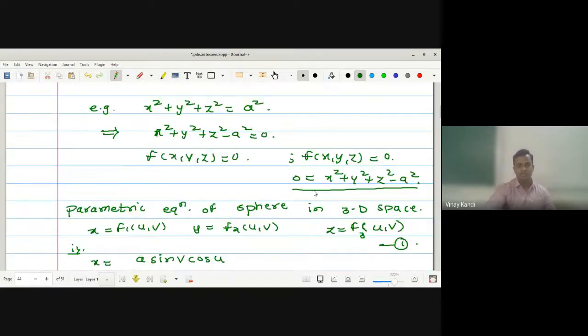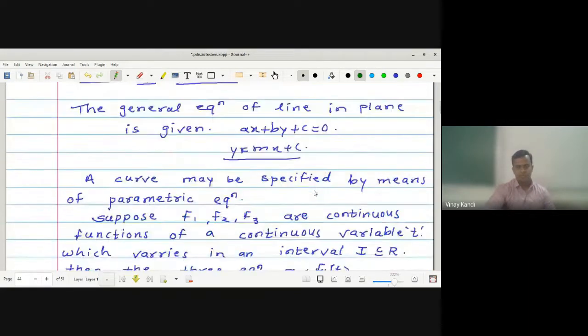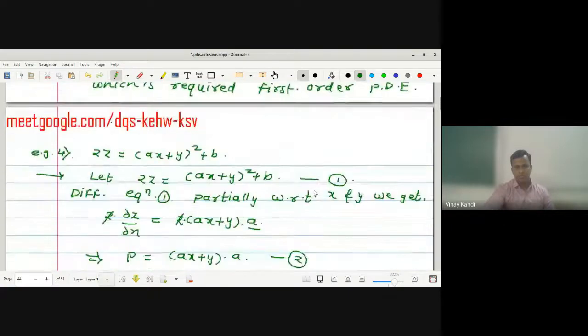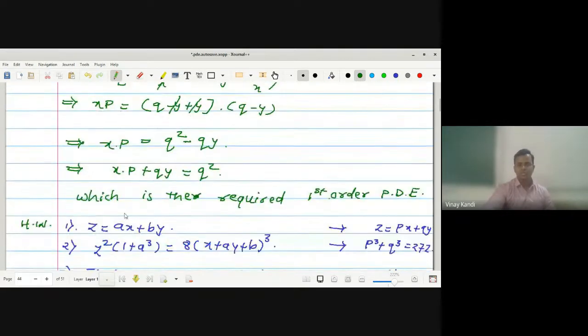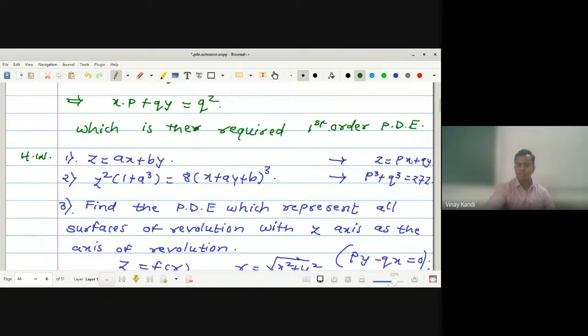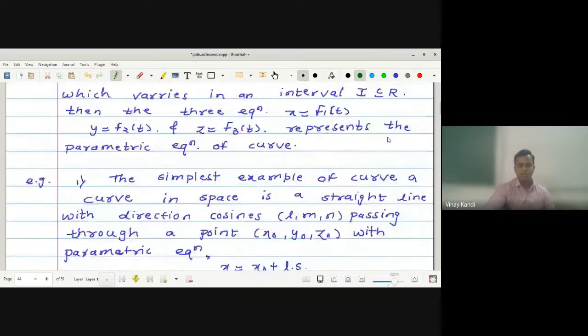Look at here. Now look at here. The number of arbitrary constants here is a and b, and the independent variables are x and y. So it gives the unique PDE: xp plus qy is equal to q square. So this is the unique partial differential equation of order 1. Okay, this is q square, not order 2. The order of each is 1 only. First order partial differential equation. Okay, any doubt?